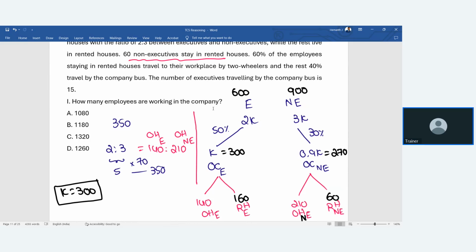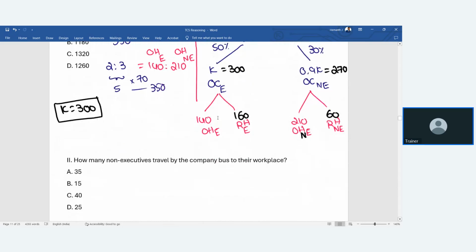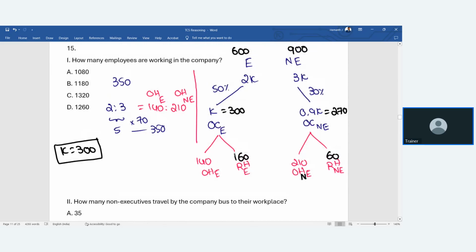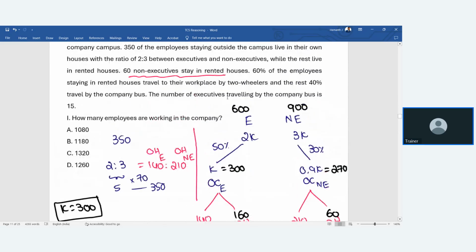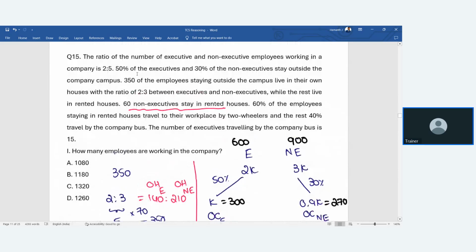Among rented house, how many people are staying? But now what's the question? How many employees are working in the company? I got 1,500. Let me cross check that. How many non-executives travel by the company bus? Here anything missed, I have to work on it clearly. 2:3, no, this is the mistake. This is 2:5, I taken 2:3.